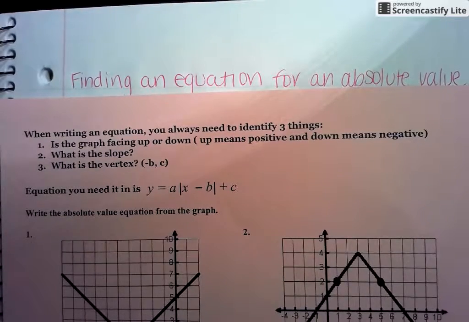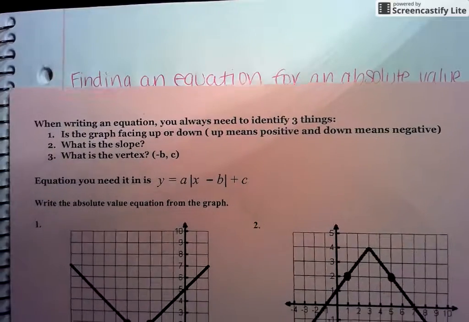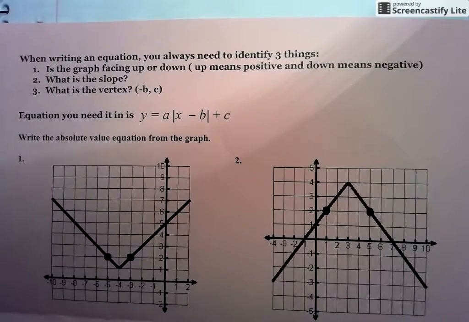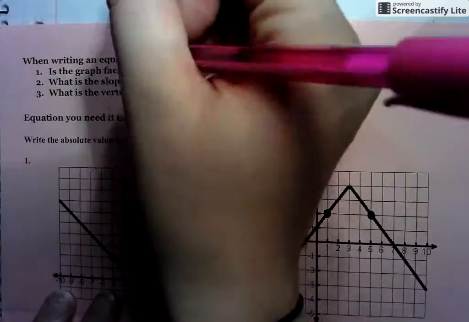This is how to find an equation for an absolute value graph. So the three things that you have to find every time when you're trying to identify how to write an equation is you need to see if the graph is facing up or down. Up means positive and down means negative. What is the slope?